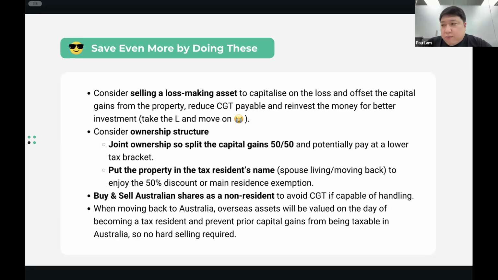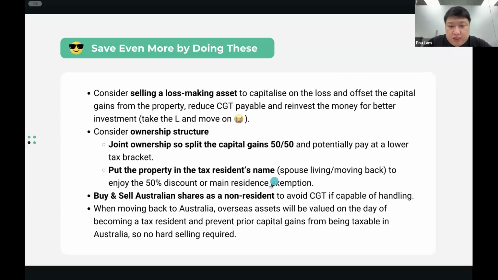Or if you've got a partner who is living in Australia or moving back to Australia, it might be worth considering buying under their name so they can get a 50% discount if this is an investment property, or if this is something they're going to move into and live in, they can claim it as their main residence, rather than you being a non-resident for tax purposes holding the property and exposing yourself to capital gains and higher tax payable.